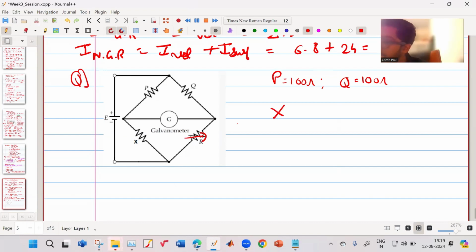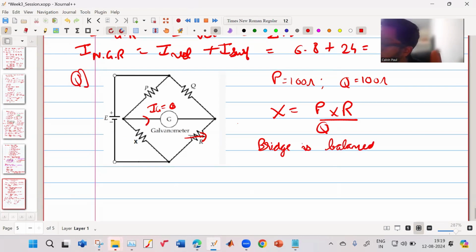So at the condition when X is equal to P into R by Q, at this condition, when this is satisfied, then the current to the galvanometer will be 0. Then we say that the bridge is balanced. So what they do typically is P is fixed, Q is fixed, R is varying. And at some particular R, the current to the galvanometer is 0. Then we apply this formula and find the unknown resistance X, which we want to find.